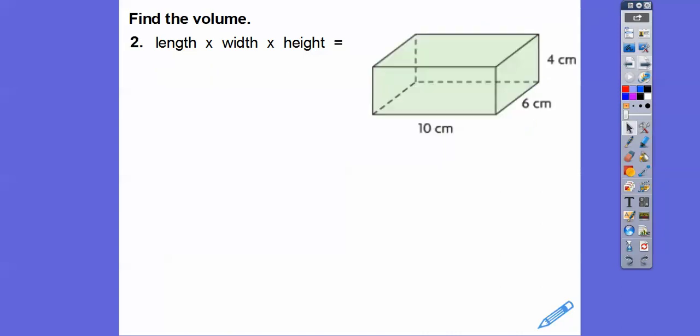Let's try that with this one. It's just as easy: 10 times 6 times 4. We're going to multiply those, and I like multiplying by 10 at the end, so 6 times 4 is 24. 24 times 10 is 240 cubic centimeters, or centimeters cubed. I like to write it like that.